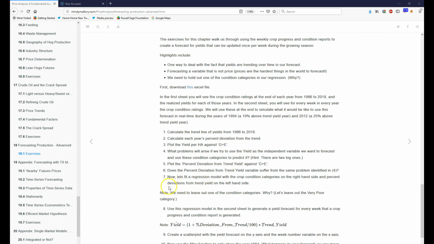Now, before we get to fitting the regression model, I have to make note of one thing. I say here that we need to leave out one of the condition categories, and I need to talk about why, and it's going to get a little bit wonky, the reason why, so let me continue that in the next video.